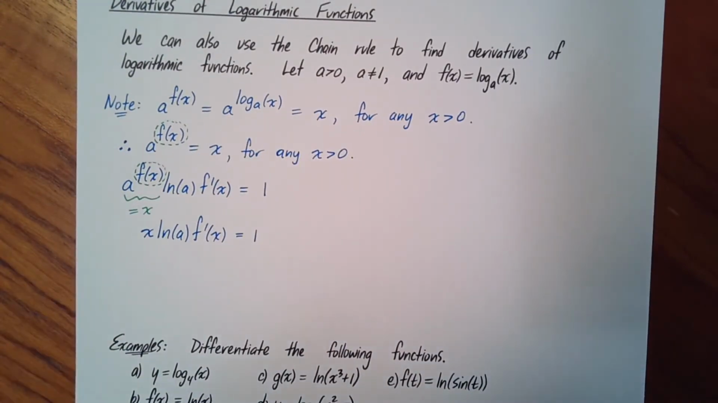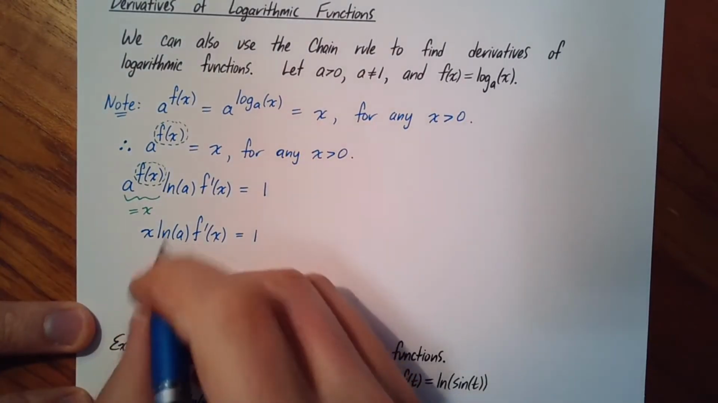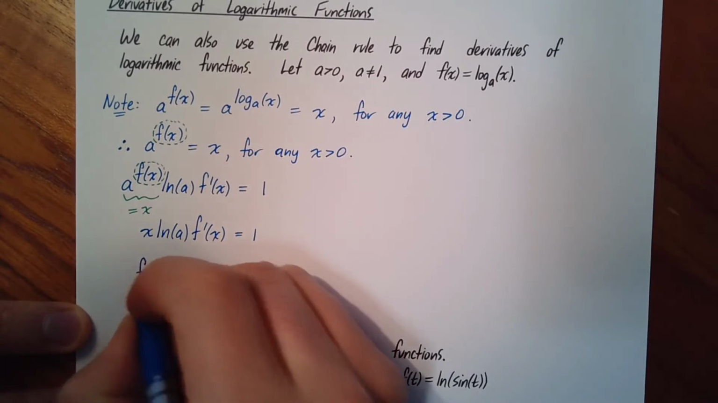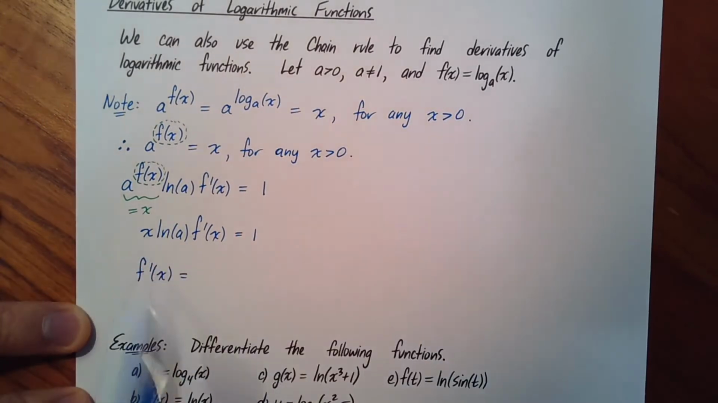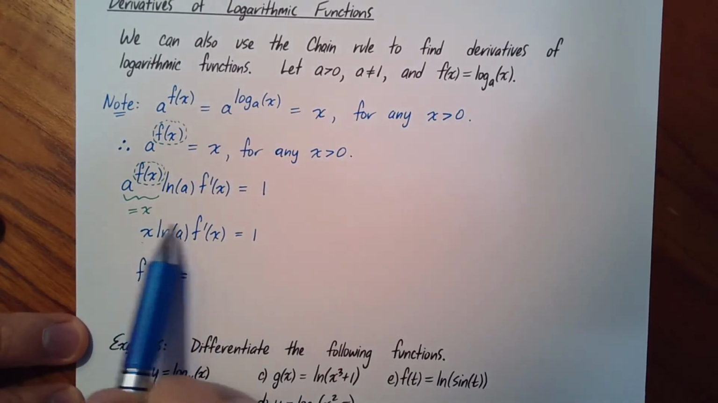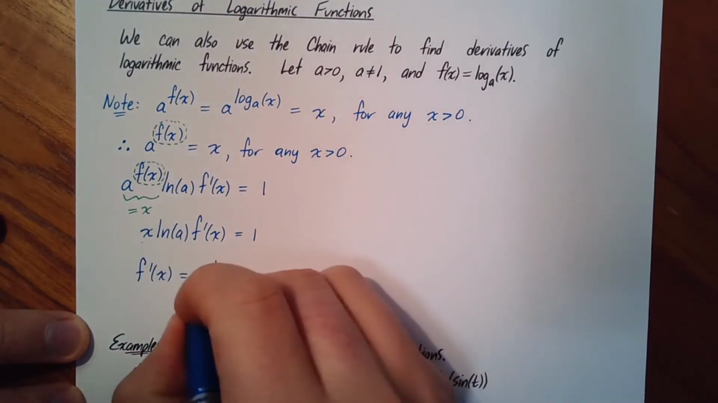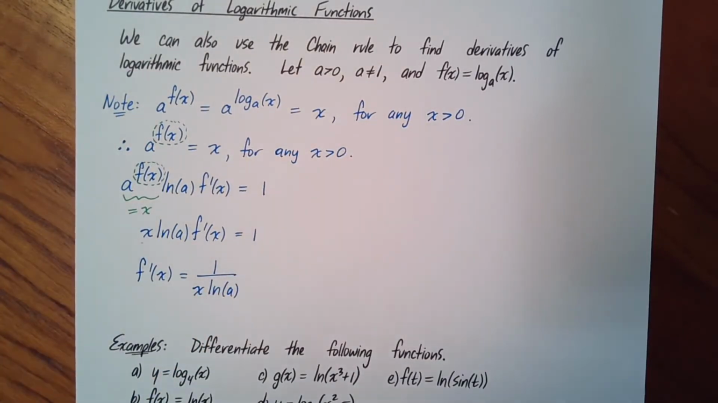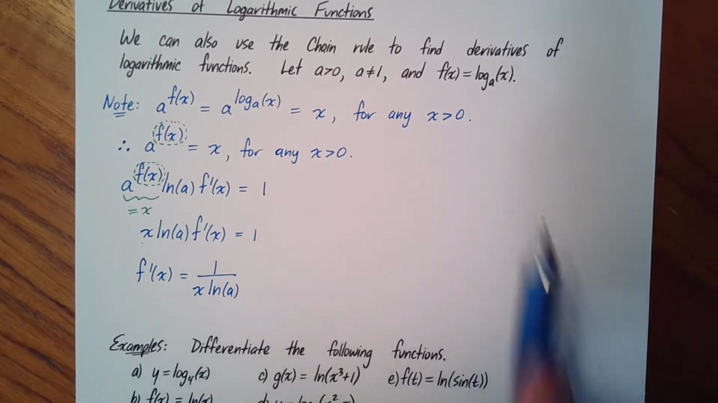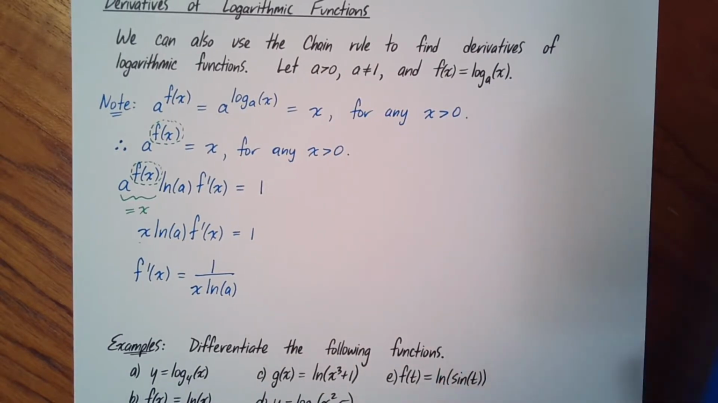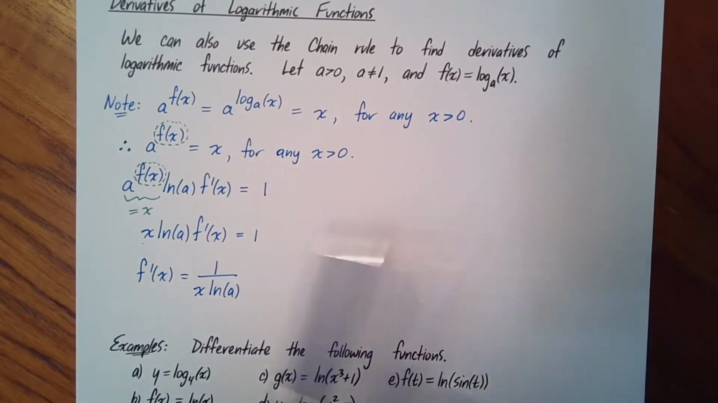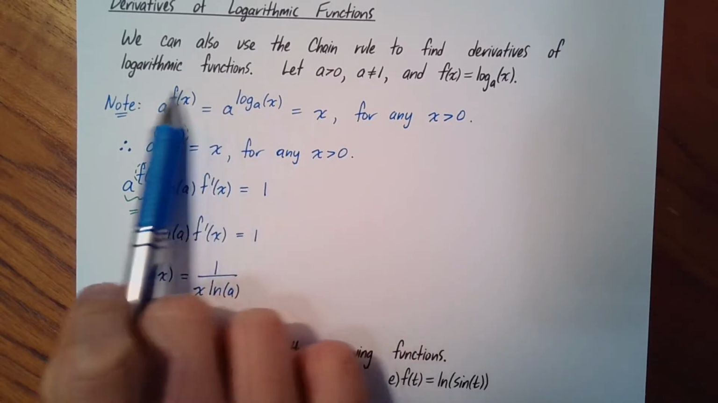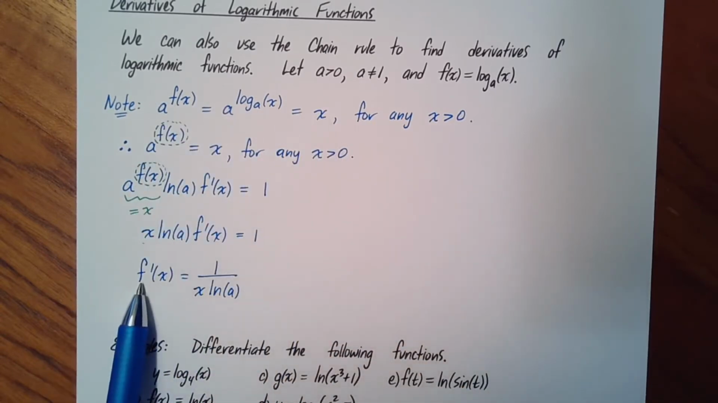And actually, what if we just solved this equation for f prime of x? We'd be done, because look what happens. If we solve this for f prime of x, just divide both sides of the equation by x times the natural log of a, and you're going to get 1 over x times the natural log of a. It almost feels like we cheated here because we never actually tackled log base a of x directly. We really just worked with the cancellation property, which came from the work up top. But nonetheless, here we now have a rule for f prime of x. It's just 1 over x times the natural log of a.